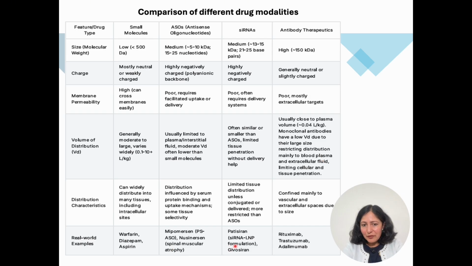These are some of the real-life examples of the drugs. For example, aspirin and warfarin are small molecule-based drugs. Spinraza for spinal muscular atrophy is a classic example of an antisense oligonucleotide-based drug. Patisiran was the first siRNA that was approved. This was an siRNA encapsulated in a lipid nanoparticle. And for antibody-based therapeutics, we see a lot of examples in the immuno-oncology space. For example, atezolizumab, durvalumab, or trastuzumab.